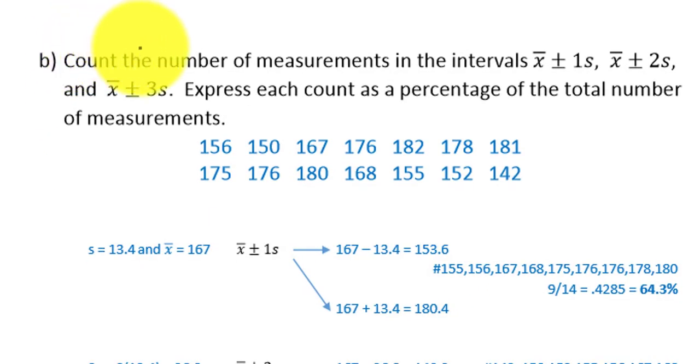The next thing we want to do is to count the number of measurements in each interval, that is, in each standard deviation from the mean. So x bar plus or minus 1s represents all of our measurements that fall between a z-score of -1 to +1, or all of our measurements that fall within one standard deviation from the mean. Next, we want to find all of our measurements within 2 standard deviations of the mean, that's x bar plus or minus 2s, and finally, all of our measurements within 3 standard deviations of the mean, and that is x bar plus or minus 3s.